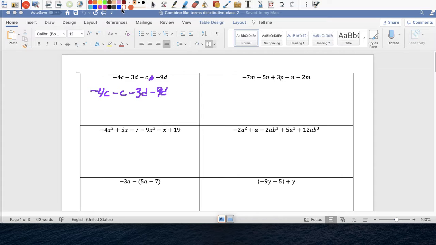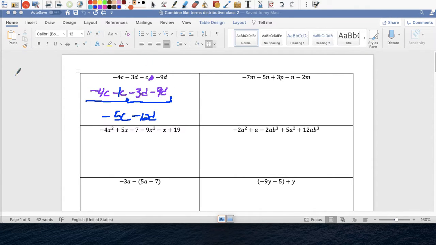So now I can very easily combine these two, right up to here, and then combine these two. So negative 4 minus c is the same thing as negative 4 minus 1c. And if you want to put the 1 in there, just as a reminder that there is a coefficient of 1, because it becomes negative 4 minus 1, and you can change that to an addition problem. Eventually you get negative 5c and minus negative 12d. Okay, because it's negative 3d minus 9d, right?